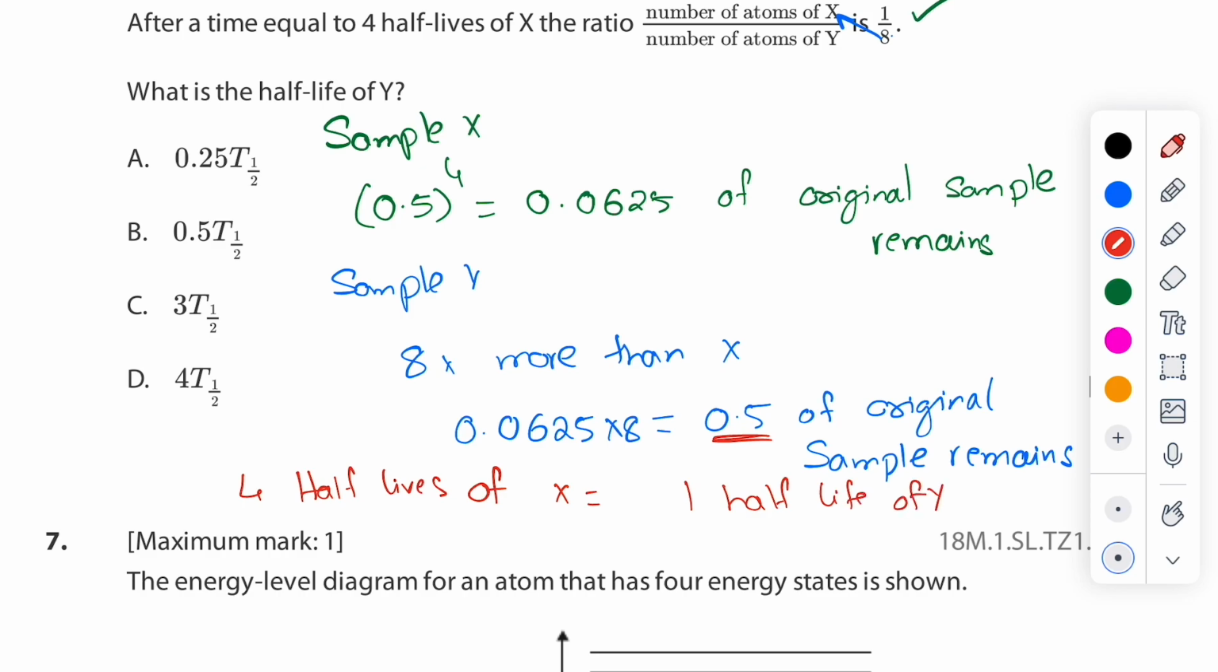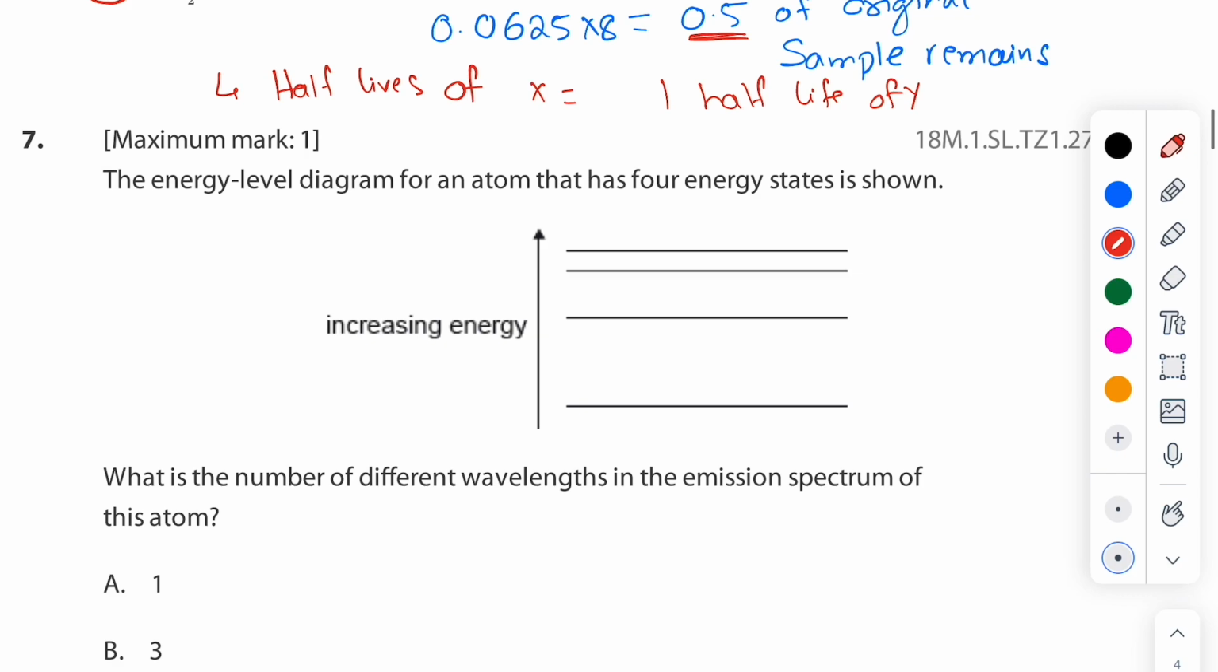1 half-life of Y. So therefore, option D is going to be the answer. 4 half-lives of X is going to be the 1 half-life of Y. So that is the answer for question number 6.